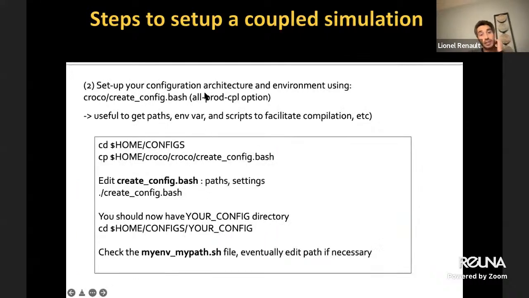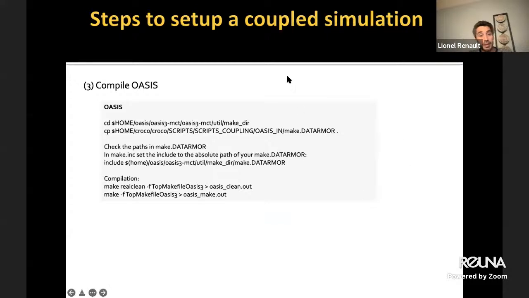Then you want to set up your configuration architecture and environments using the create config bash. It's very useful to set the path of the environment variables in the script to facilitate the compilation and everything. So you want to edit it, and then inside you can say exactly what folder you want to use, which configuration, and everything.